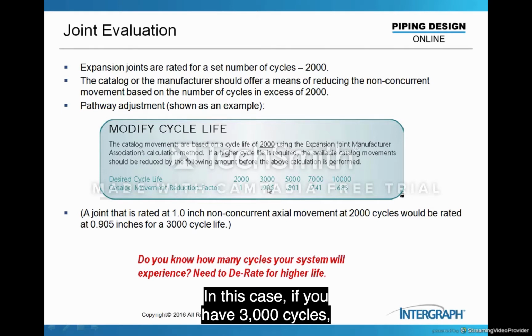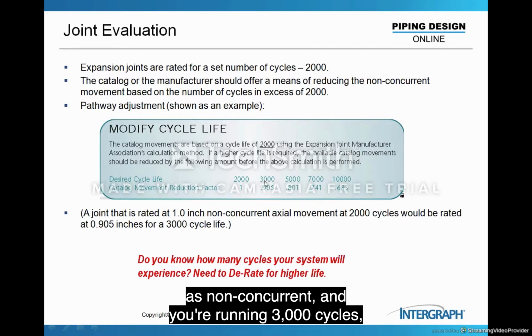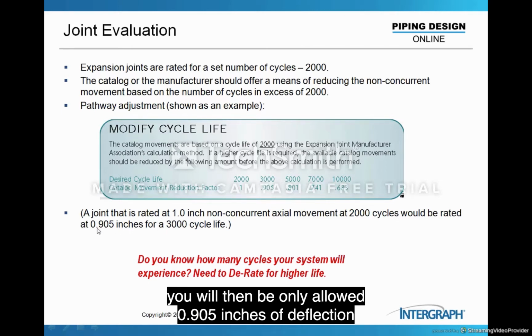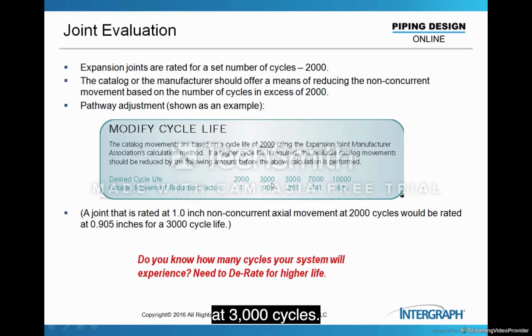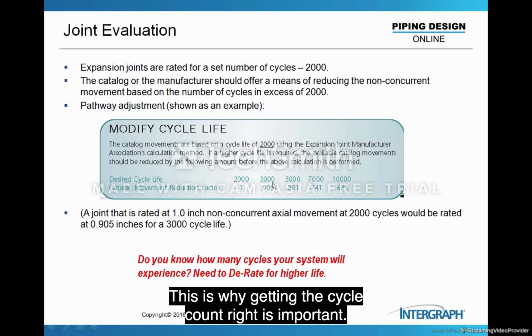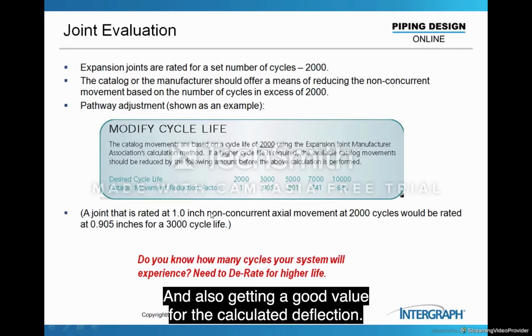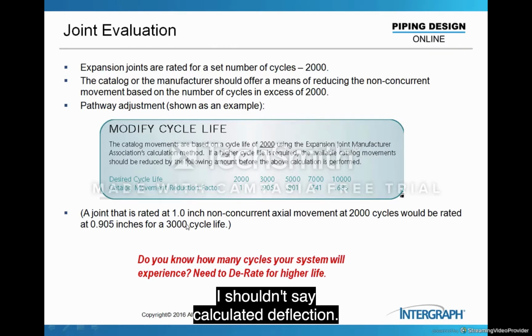In this case, if it was rated at 1 inch of deflection as non-concurrent, and you're running 3,000 cycles, you will then be only allowed 0.905 inches of deflection at 3,000 cycles. This is why getting the cycle count right is important, and also getting a good value for the calculated deflection. I shouldn't say calculated deflection.